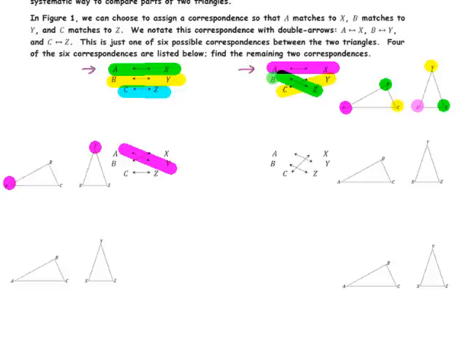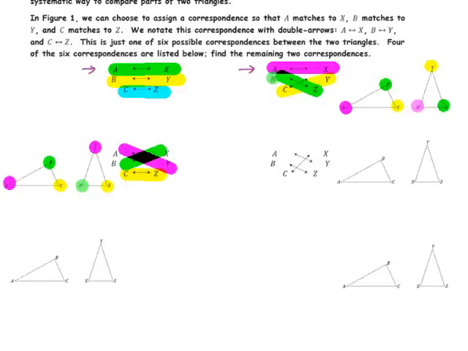Next, we have angle B paired with angle X. Here is angle B and here is angle X. And finally, C corresponds to Z. Notice how they are notating the correspondence. They are showing the notation with a double arrow between the 2 angles.